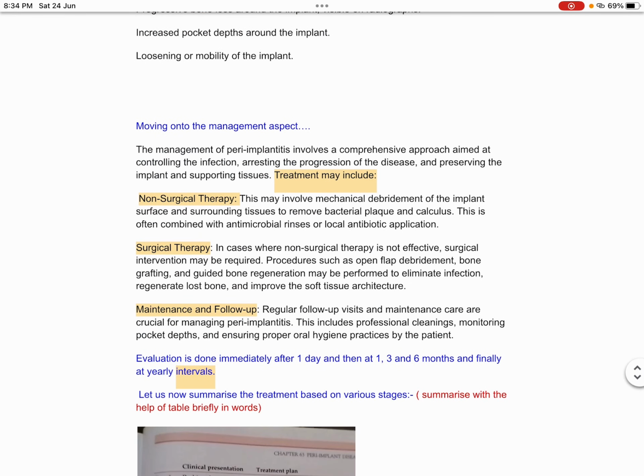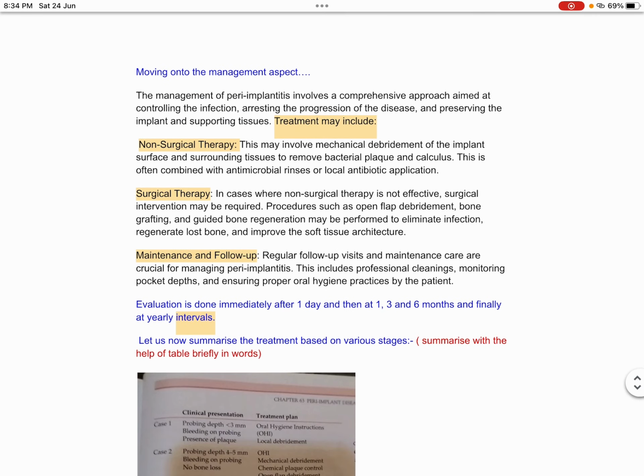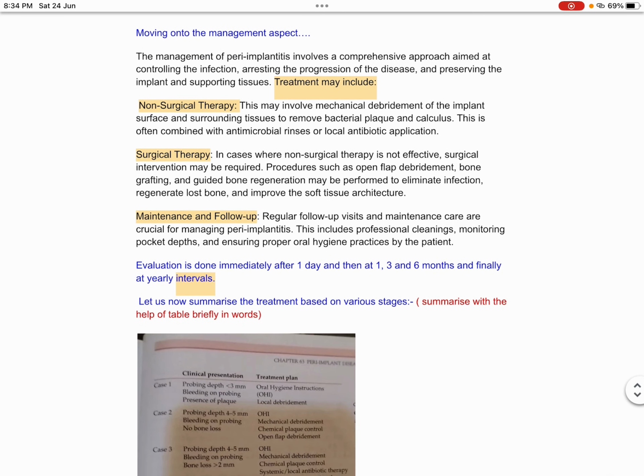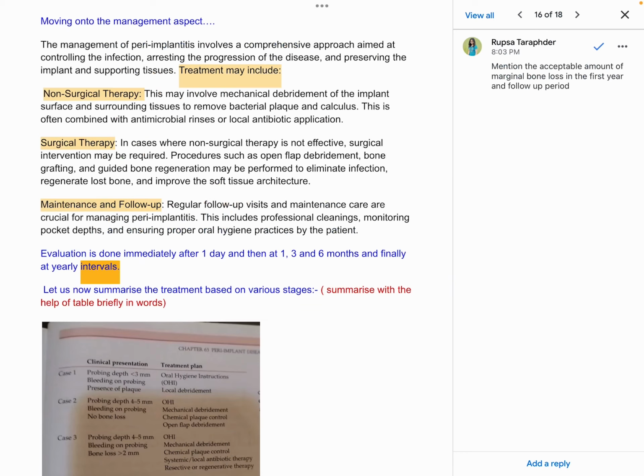Then coming to the management aspect, here we have added one more line. And then you can also mention what is the acceptable amount of marginal bone loss in the first year.